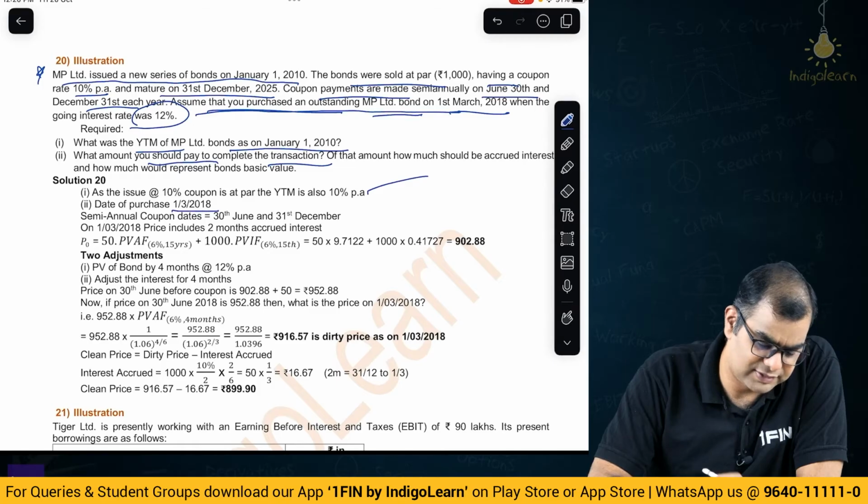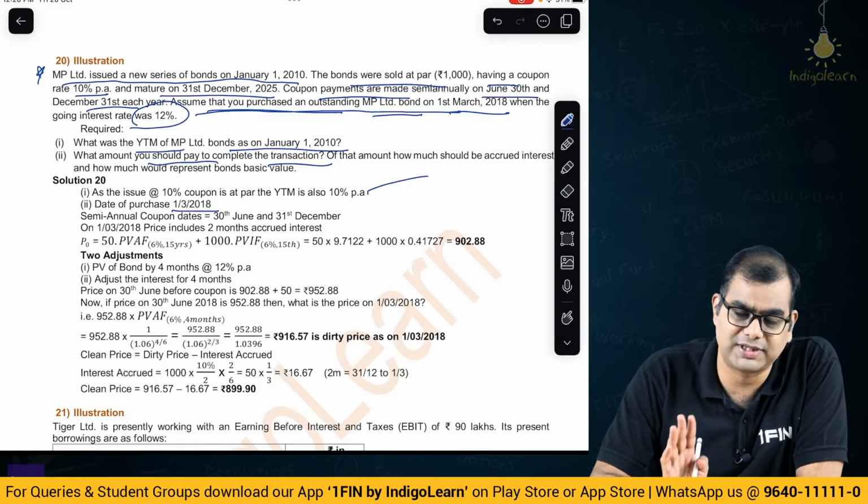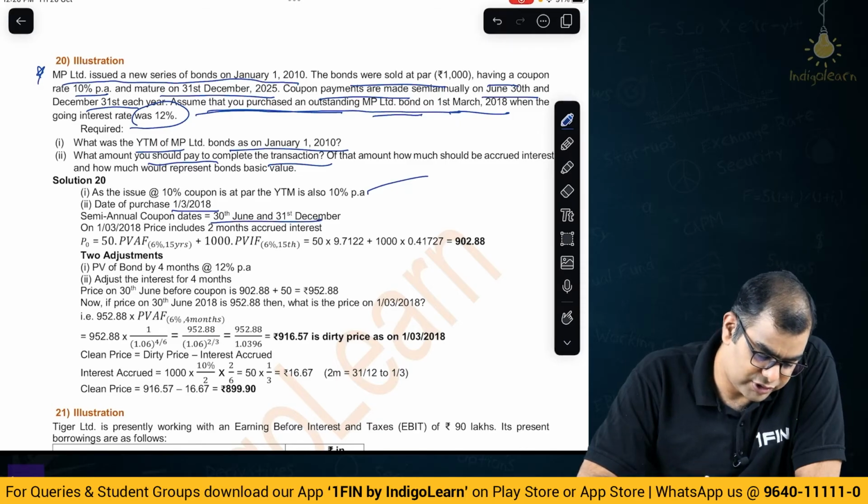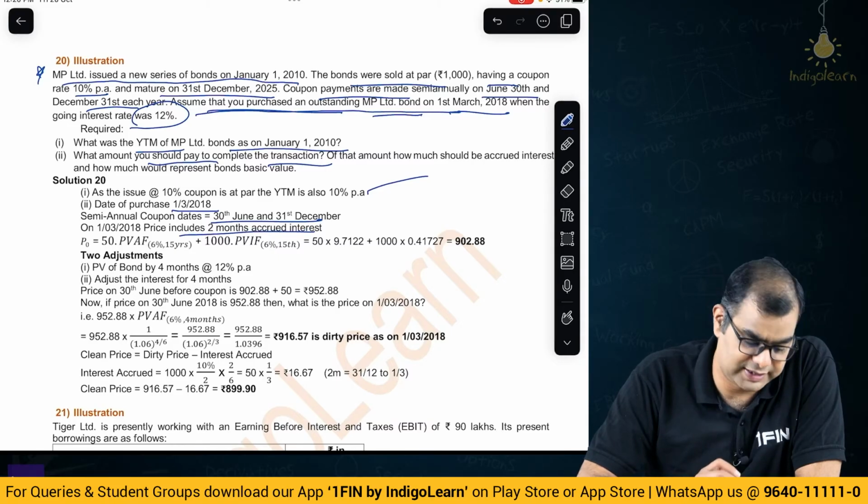What is the date of purchase? 1st March. 2 months are over, 4 months are there for interest, because interest payment dates are 30th June and 31st December. Those are the semi-annual coupon dates. On 1st March the price includes 2 months of accrued interest, correct? Which is what I said.